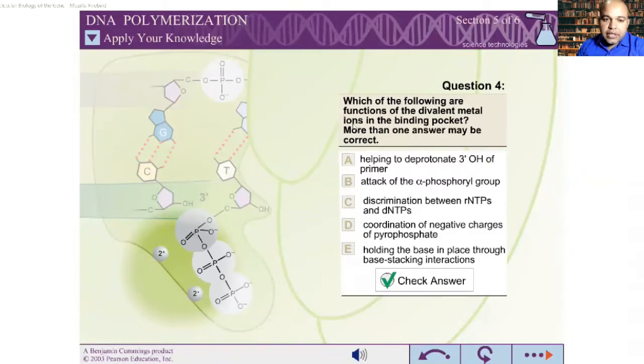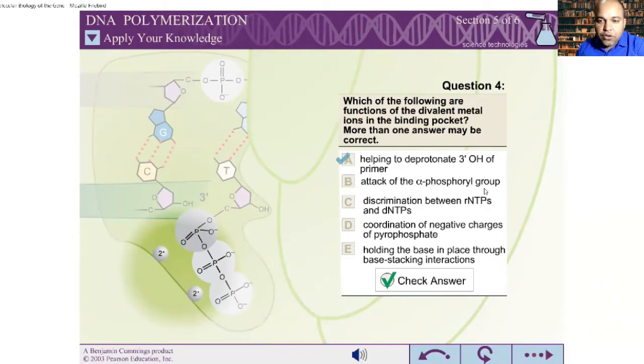You can find that the divalent metal ion helps to deprotonate the 3' hydroxyl group of the primer. This hydrogen of the hydroxyl group could be removed with the help of the metal ion. So the first option is going to be correct.